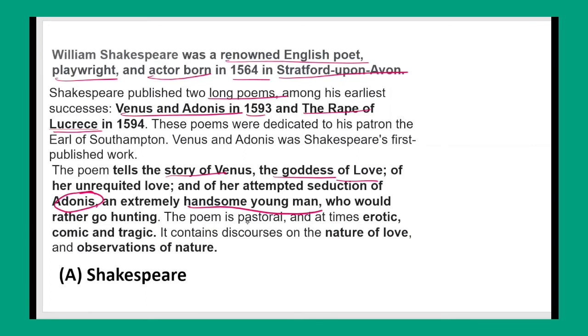The poem is a pastoral, which means it gives a sense of the rural. There is a shepherd who is wandering, and we can see this kind of thing here. But in this poem we can see some erotic, sexual advances by Venus towards Adonis, and there we can find some comic and tragic theme and style. It contains discourses on the nature of love and observation of nature. So what is the right answer here? Shakespeare, who has written Venus and Adonis.